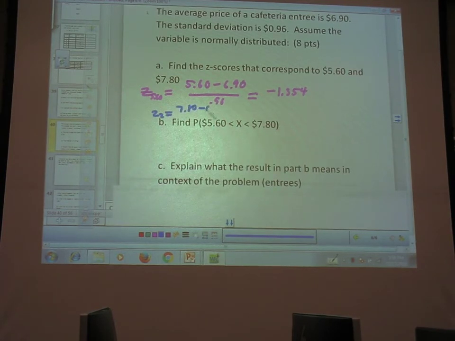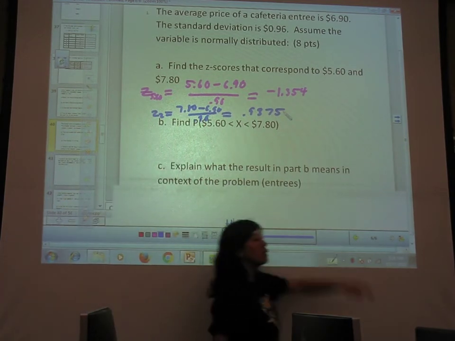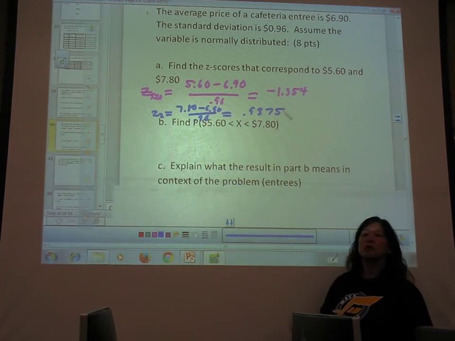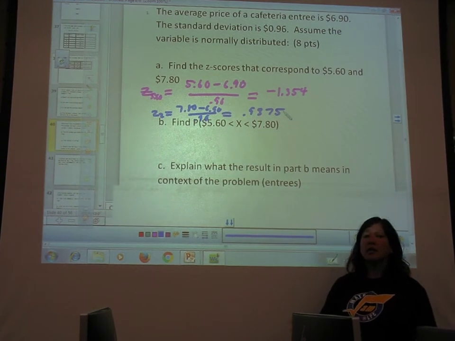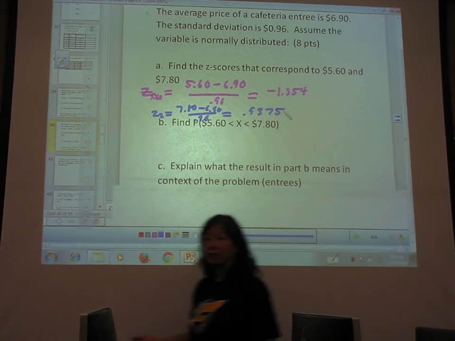For the other one, the other z-score, z2, is going to be 0.9375. That's the last part. Now, find the probability that x is between 560 and 780. First, you have to find the z-scores. We've already done that. And then once you find the z-scores, you just do normal CDF.